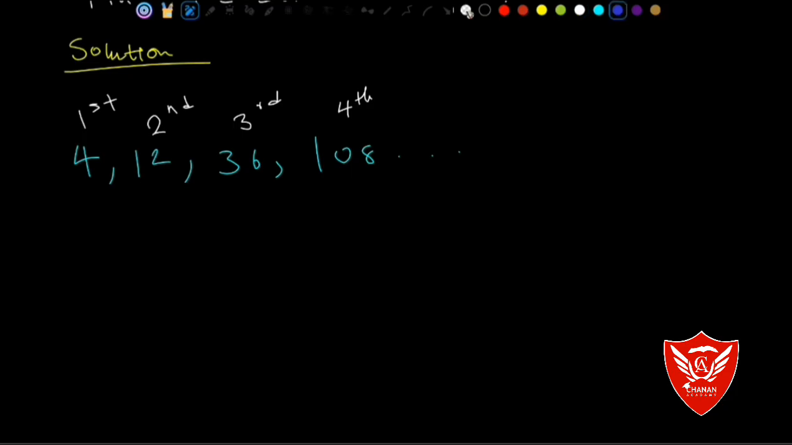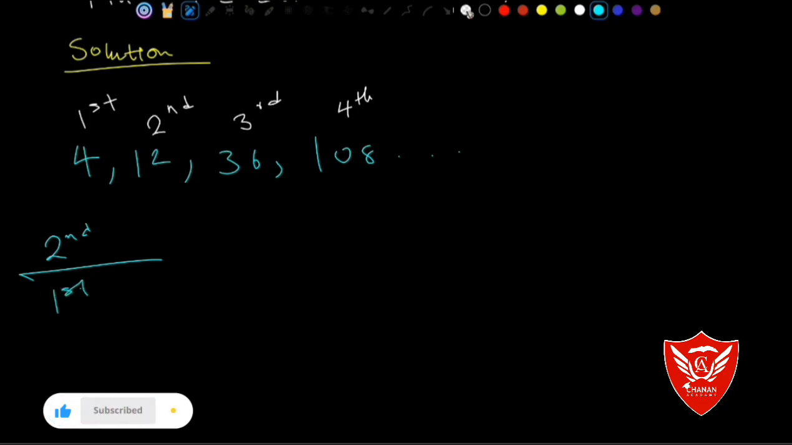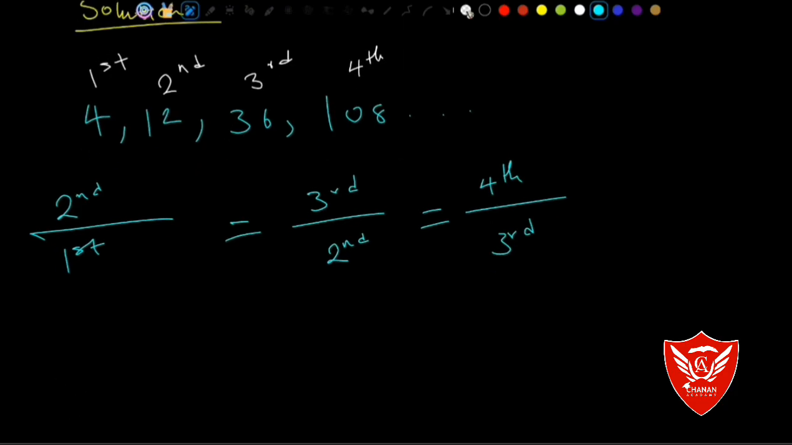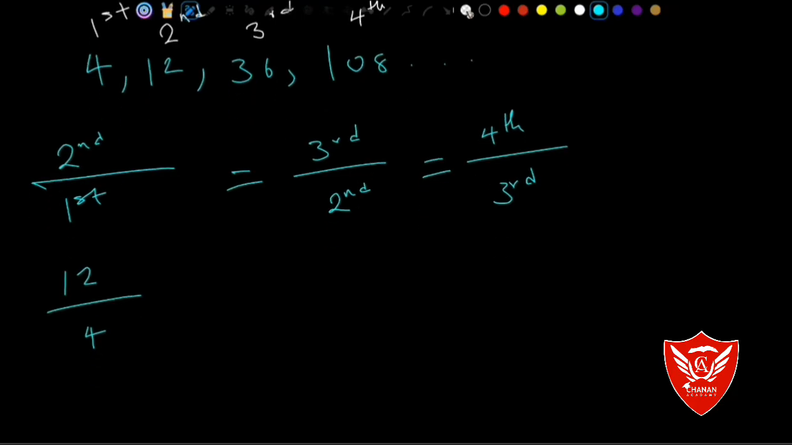So for us to find the ratio, we'll divide the second over the first. It's supposed to be equal to the third over the second, and also supposed to be equal to the fourth over the third term. Alright, so what's the first term? The first term is 4, and the second term is 12. So we have 12 over 4, which is equal to 3.